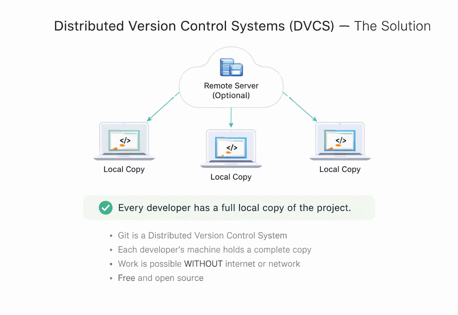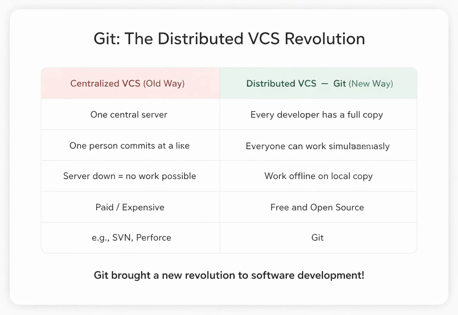The solution was Distributed Version Control Systems, or DVCS, and Git is the most famous example of this. Here's the key difference. Instead of one central server holding everything, every single developer gets their own complete local copy of the entire project on their own computer. So if you have 3 developers, all 3 of them have a full copy of the project sitting right on their local machines. Now think about what this means. Even if the remote server goes down, even if the internet is completely disconnected, every developer can still keep working independently on their own local copy. This was a revolution.